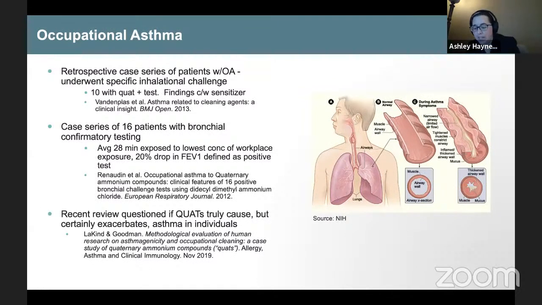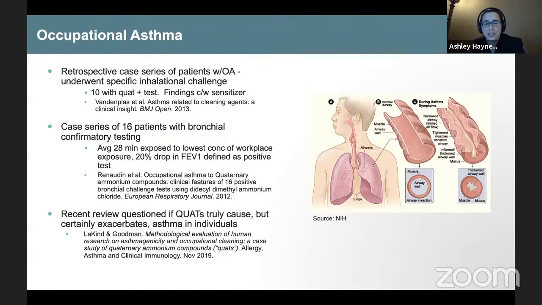There have been a couple of case series that did look at these, where they did specific inhalational tests. So they'll have a number of people that were all exposed. They had a history of occupational asthma, and then 10 were positive when they were given the quat test, and their PFTs were consistent with a sensitizer.